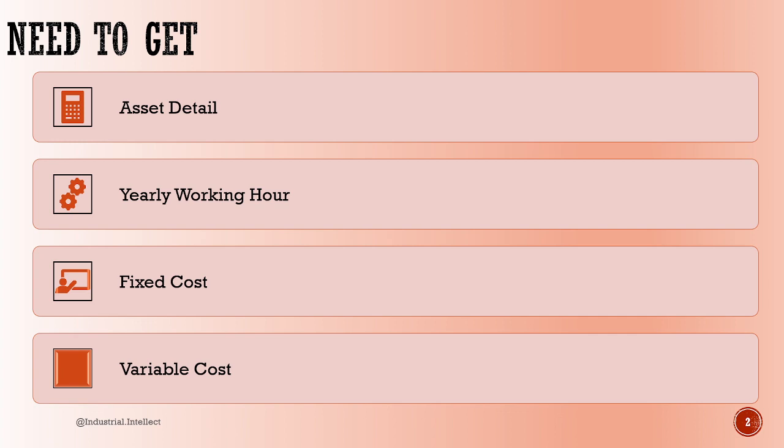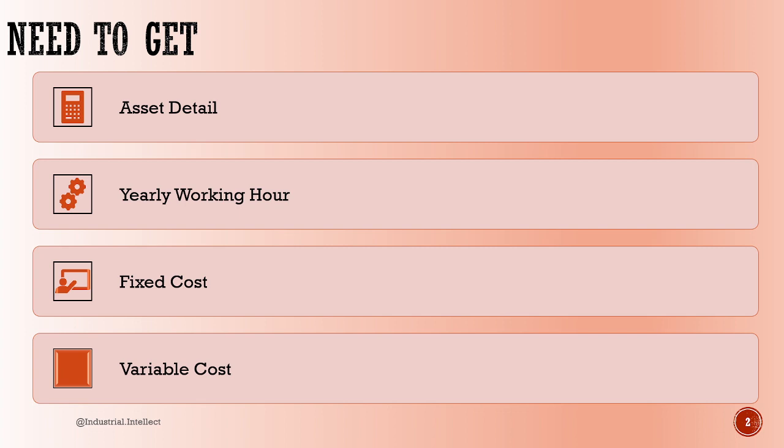Then for the machine hour rate, there are two types of cost. One is the fixed cost and the other is the variable cost. The fixed cost remains whether you are producing parts or not, whether the machine is running or not. Like the depreciation cost and the interest cost, those are all fixed costs. I'll explain that in the next slide.